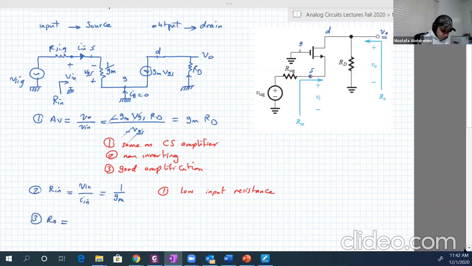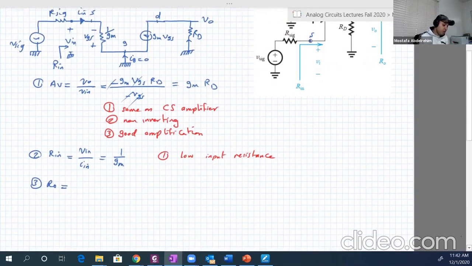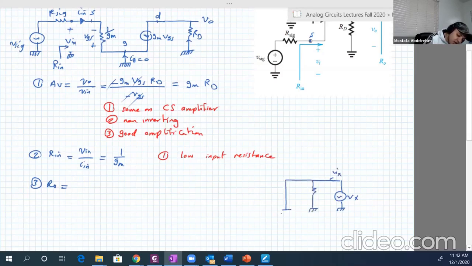So for RO, we remove the load. Basically, we don't have a separate load here. Okay. So if we draw the circuit after putting Vx and Ix as usual, we have RD. Then we have our gm VGS, and we have here 1 over gm. And we have our signal, and we're going to cancel the source, the independent source.